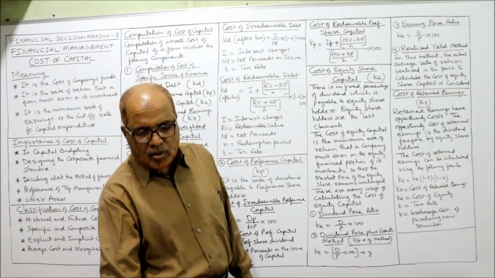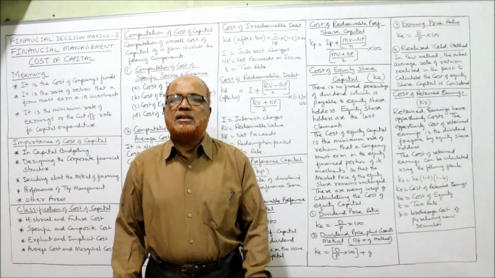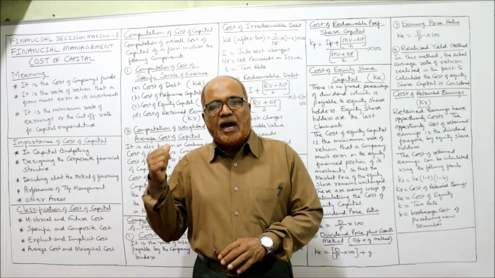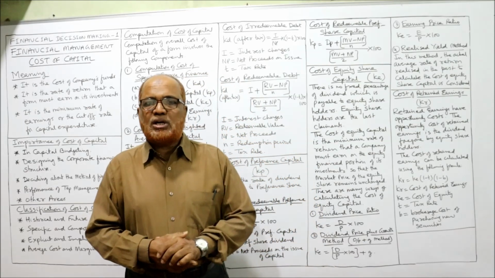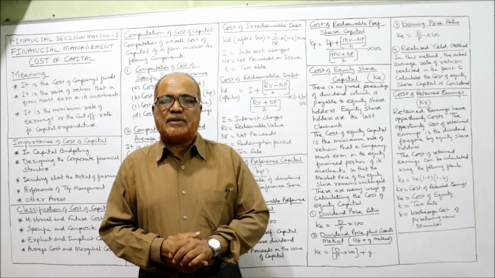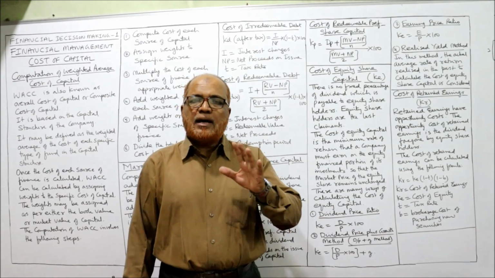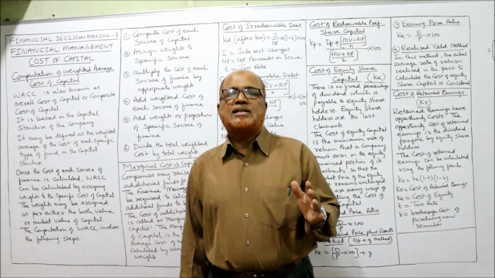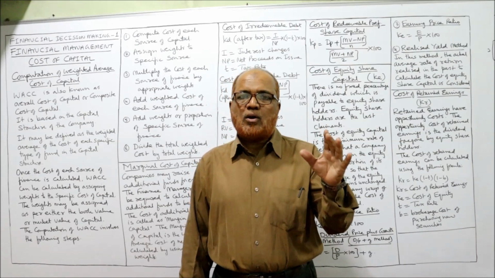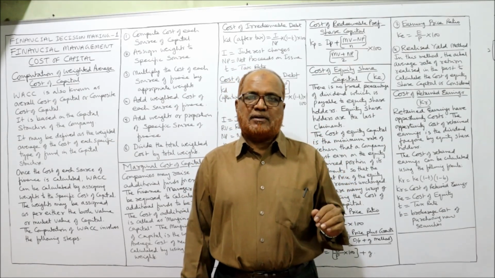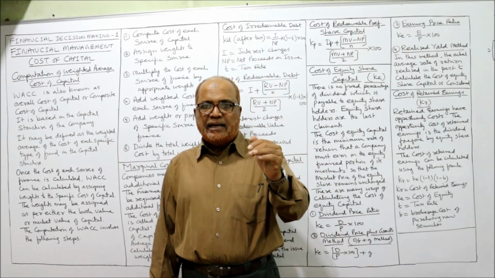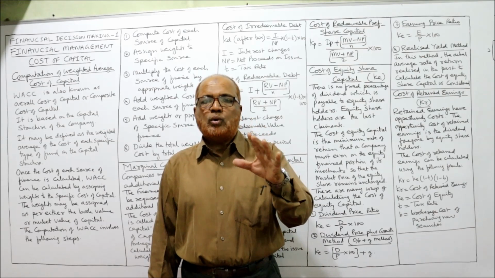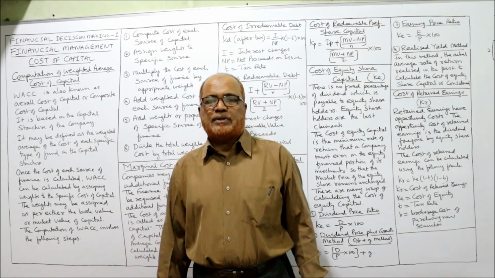So I have explained to you the meaning of the term cost of capital, the importance of cost of capital, the classification of cost of capital, and the computation procedure of cost of capital. Regarding computation of cost of capital, we have two stages. In the first stage, we have computed the specific cost of each source of capital. That means how to calculate KD, KP, KE, KR. So far I have explained how to calculate the specific cost of capital.